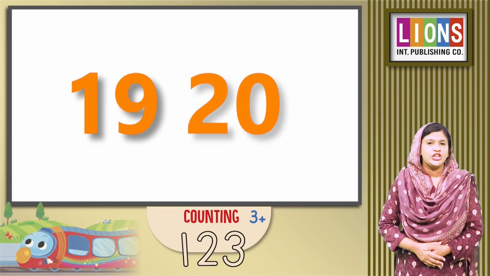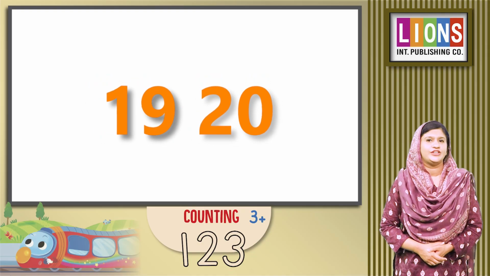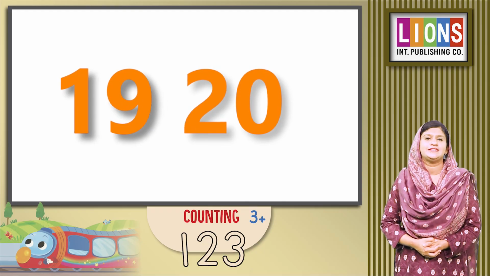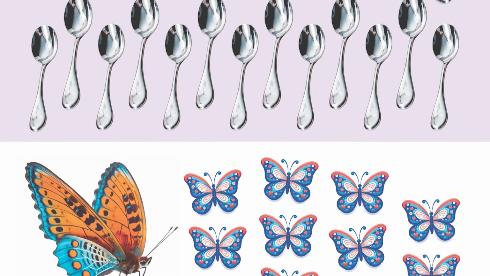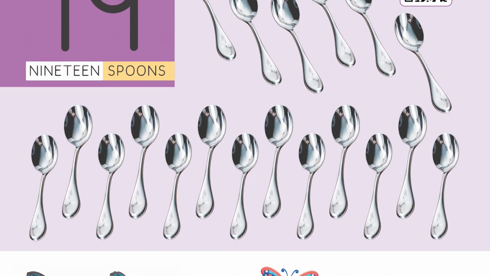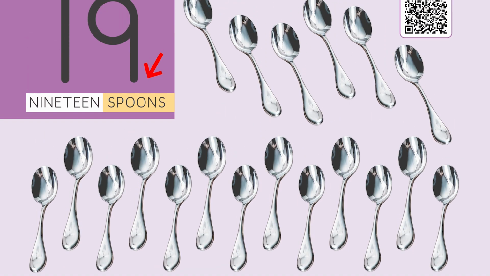अब हम जल्दी से चलते हैं अपने बुक के पेज की तरफ और देखते हैं कि हमारी बुक पे 19 and 20 नंबर से रिलेटेड क्या गिवन है. So this is the book's page, and with number 19 we have something we used to eat, the spoons.